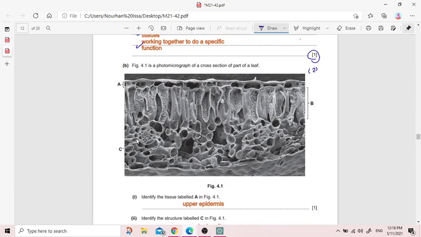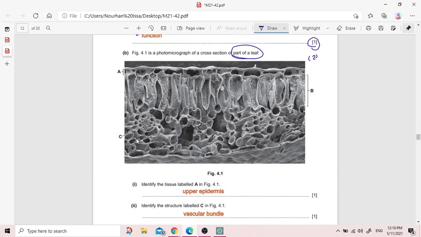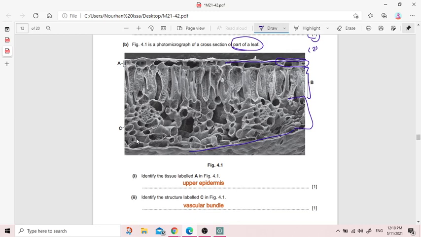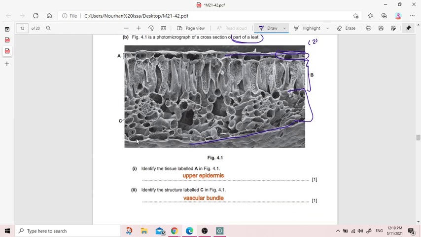B. It is a photomicrograph of a cross-section of part of a leaf. This is the upper epidermis. Here, this layer is the upper epidermis. And then B is the palisade. C, rounded cells with spaces, so it's the spongy mesophyll. And at the end, we have the lower epidermis. Identify the tissue A. We said that it is the upper epidermis.